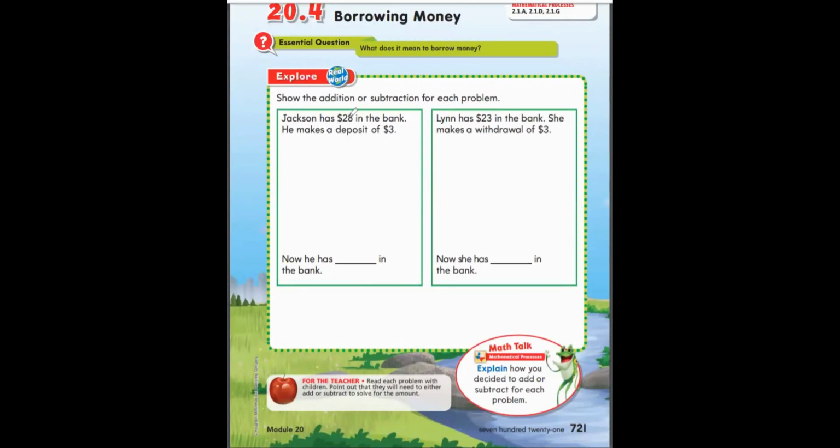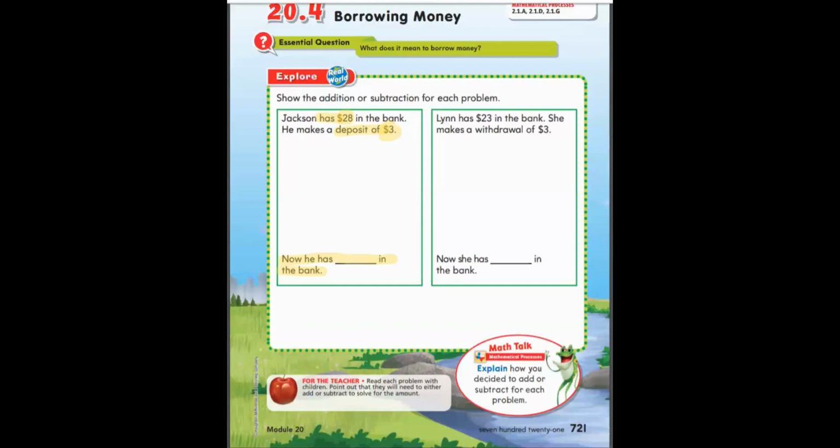Okay, circle the numbers. We have 28 and 3. Underline the question. Here we cannot find a question, but this is what we have to do. Now he has how much money in the bank? Box the keywords. Jackson has 28, that's important here. In the bank, he makes a deposit of 3. So now I know that he had 28 and then he makes a deposit of $3.